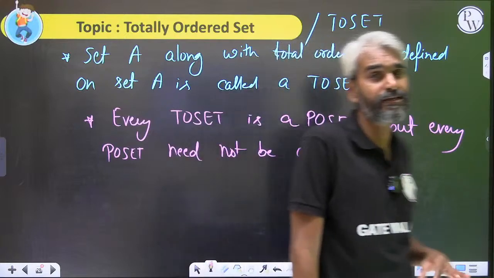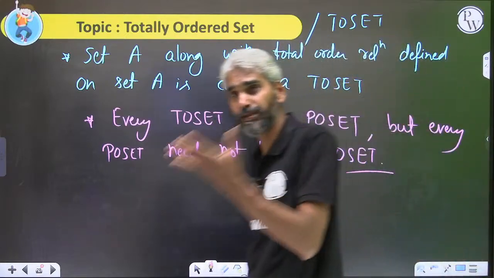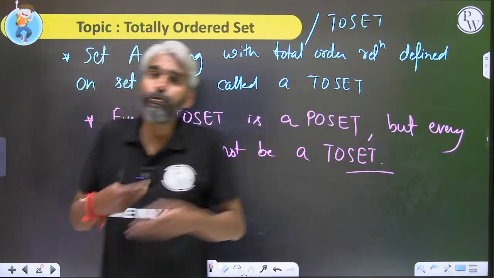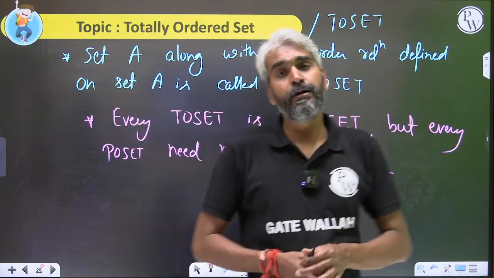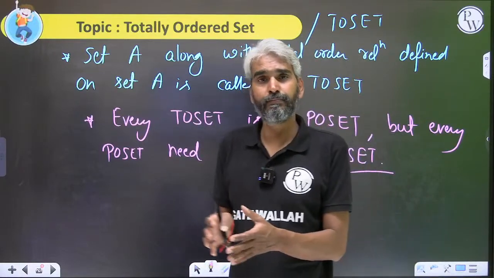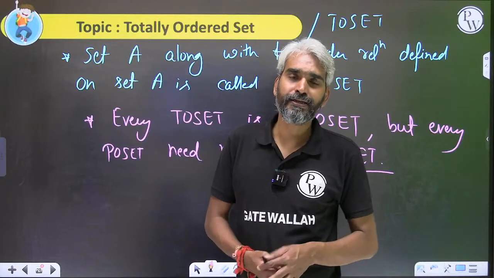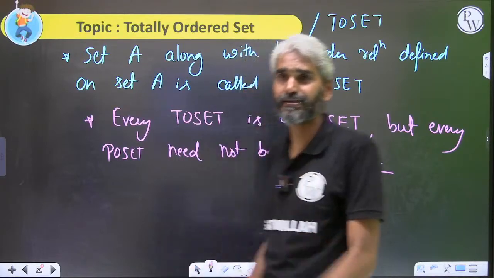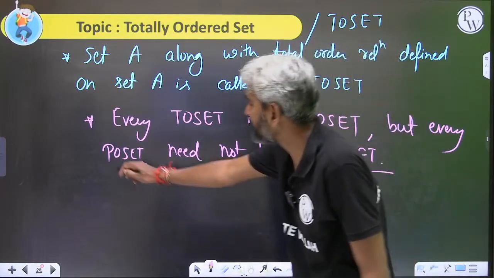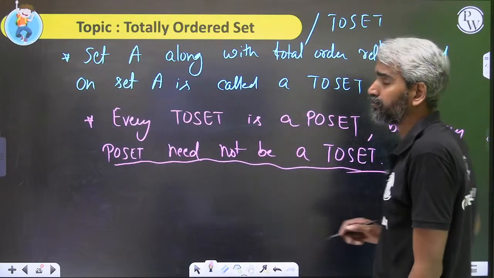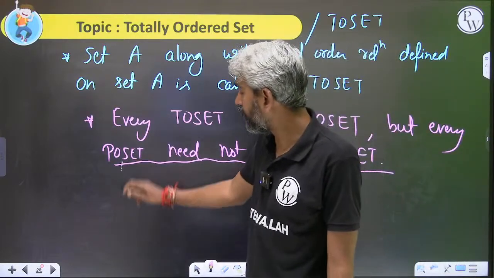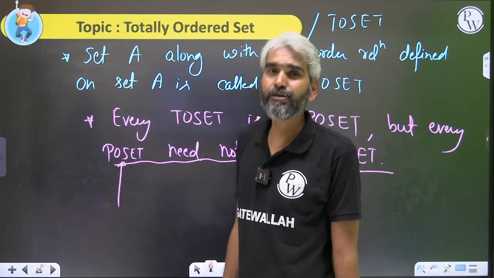Whatever is a TOE set is actually a PO set, because a PO set satisfies some more constraints and then becomes a TOE set. So every TOE set is a PO set. Every totally ordered set is a partially ordered set. But every partially ordered set need not be a totally ordered set, because even if all ordered pairs are not comparable, it is also a PO set.